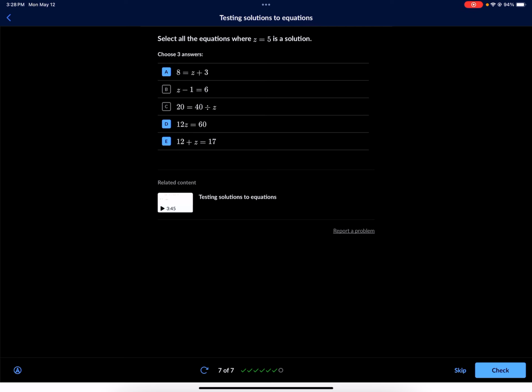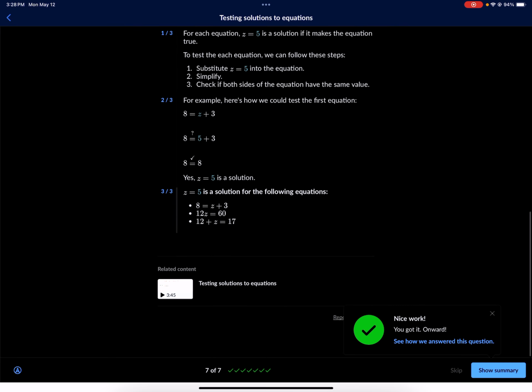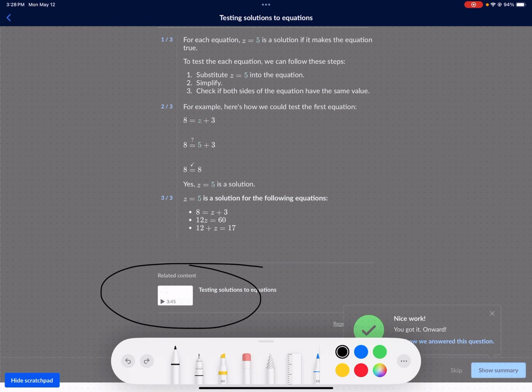Let's go through this. We have 5 plus 3, which is 8. 5 minus 1 is not equal to 6. And then 40 divided by 5 is equal to 8, not 20. And then 12 times 5 is equal to 60. And then 12 plus 5 is 17. So, if you got that right, good job. If you didn't, here's the video, and happy studying.